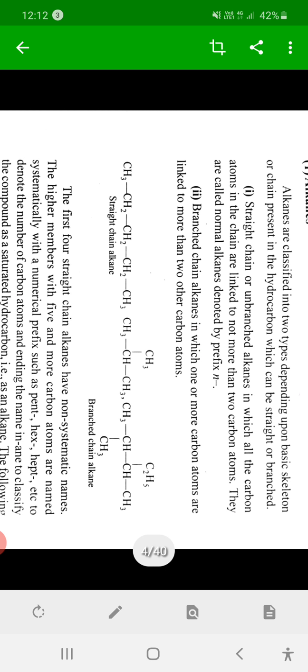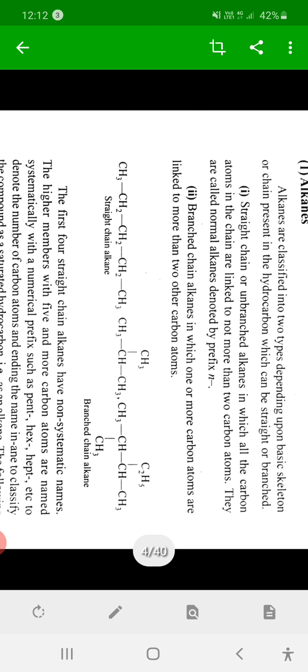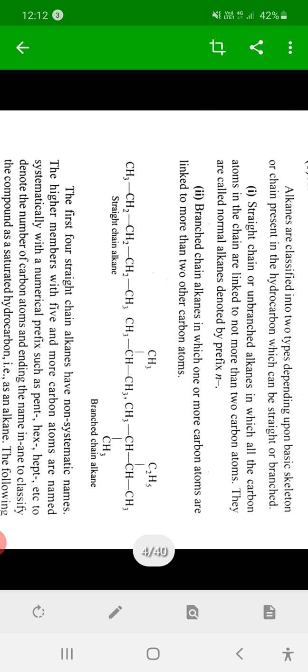And third, select the parent from the total number of carbons present in that chain. You select the parent alkane, or if that one is an alkene, then select the parent alkene. This is the third rule, that is, from the total number of carbons in the longest chain, select the parent alkane.